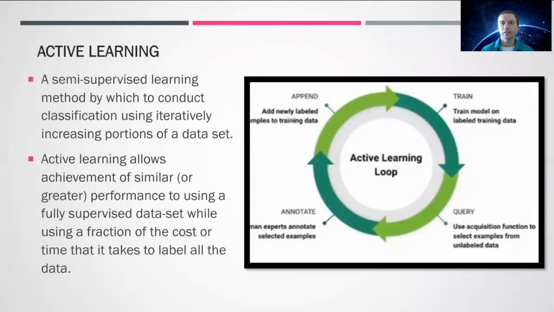In question 5, we discuss active learning, which is a semi-supervised learning method by which to conduct classification using iteratively increasing portions of a data set. The objective of active learning is to achieve accuracy rates that are commensurate with the larger data set, or at least that achieve some predetermined rate. In our case, we're starting with 0.5 percentage point of the original data set, so 215 observations out of the larger downsampled 43,000 observations that we have, and we're iterating 6 times until we reach 1% of the downsampled data set, or 430 observations.